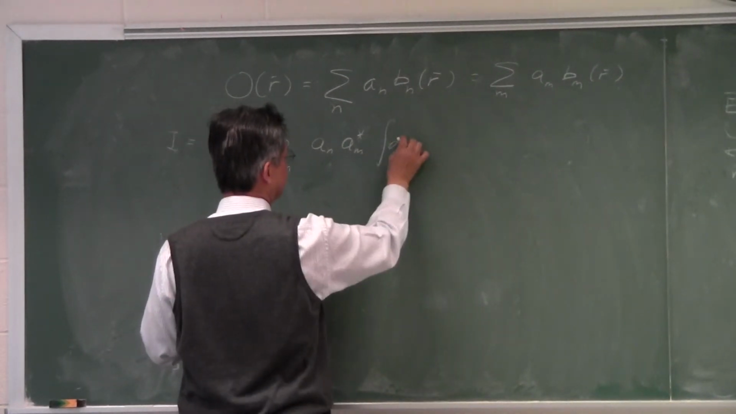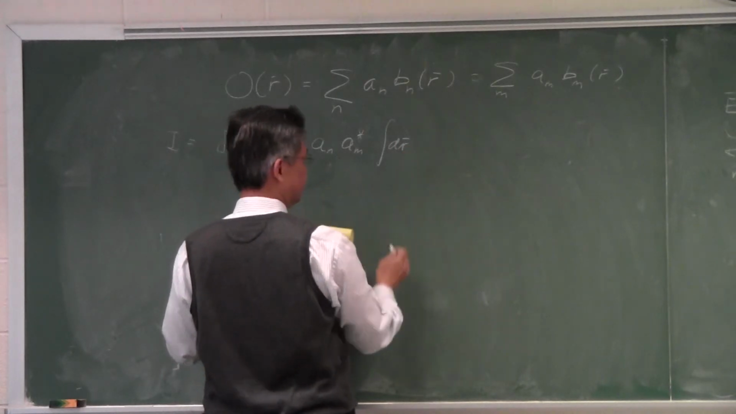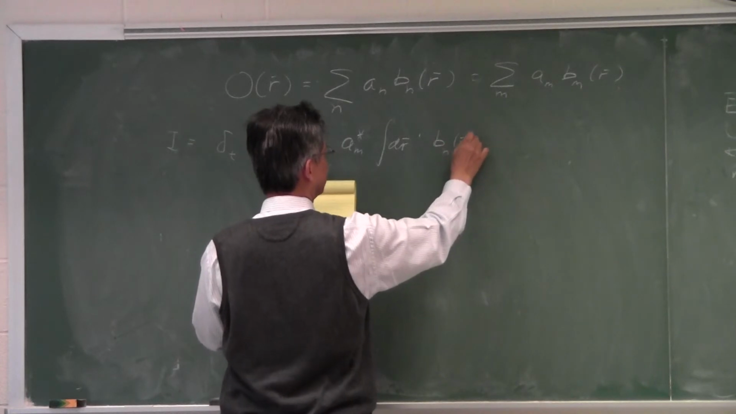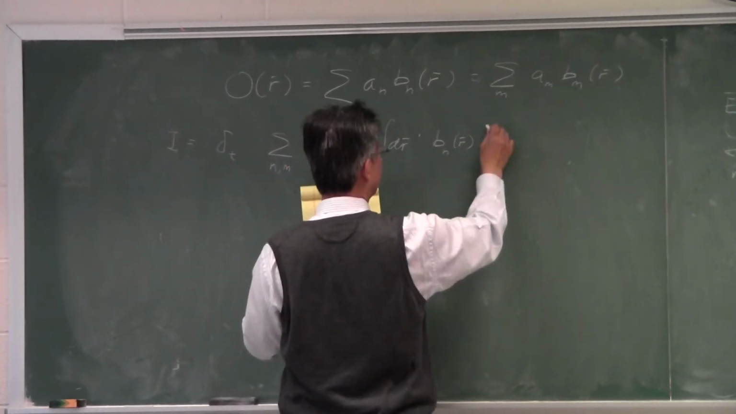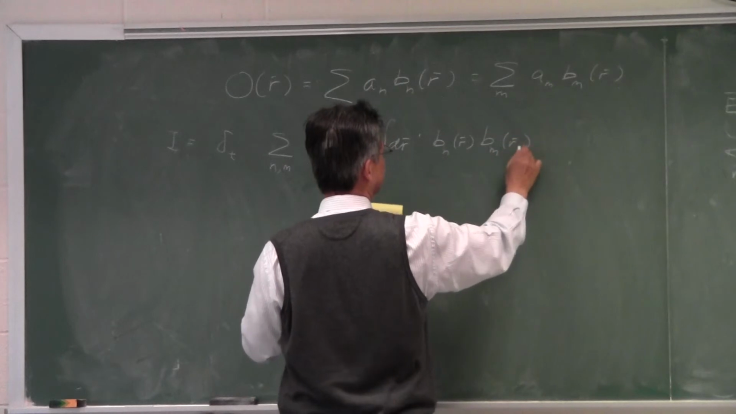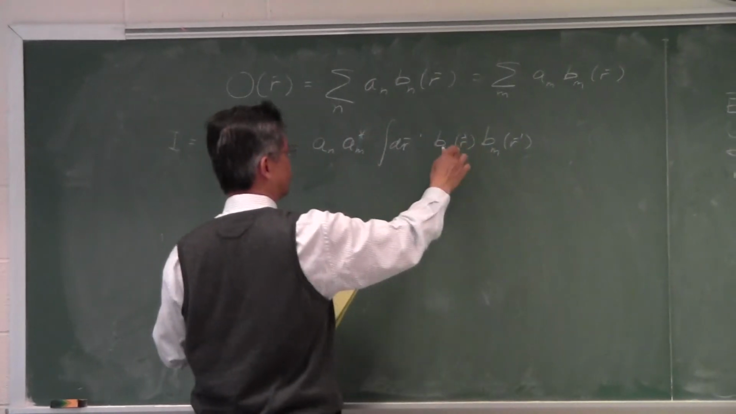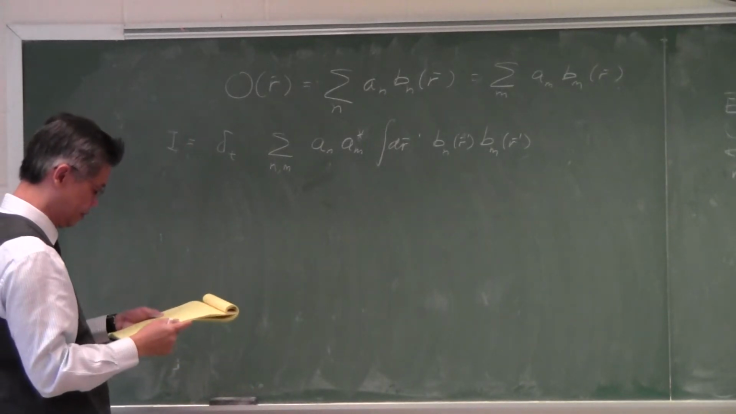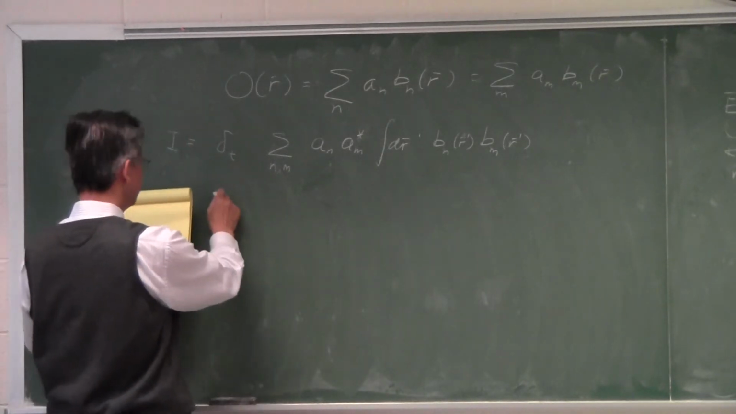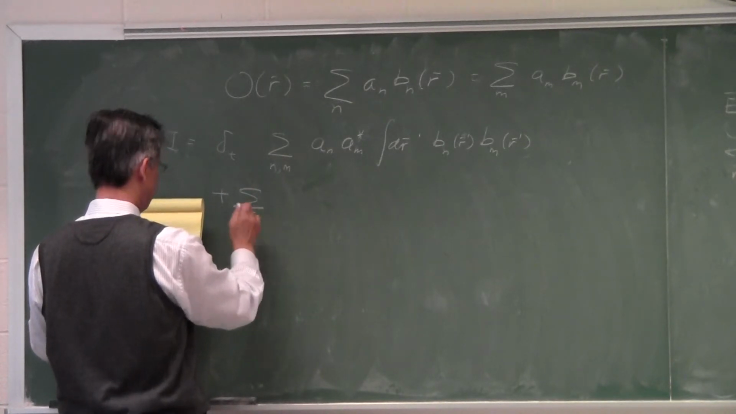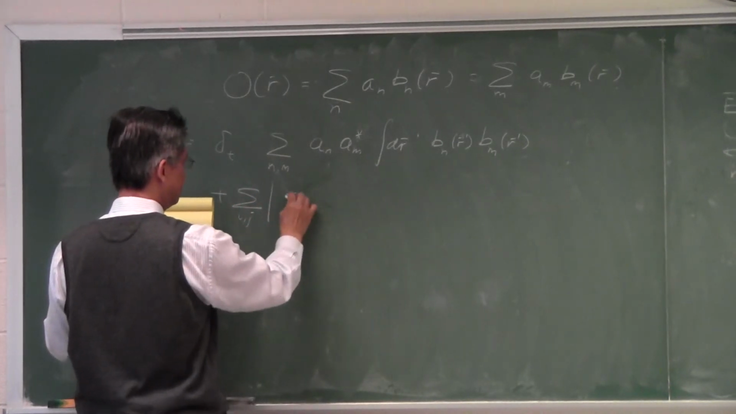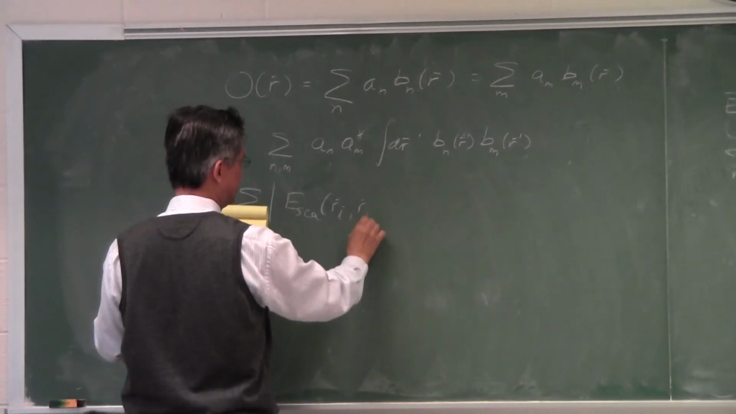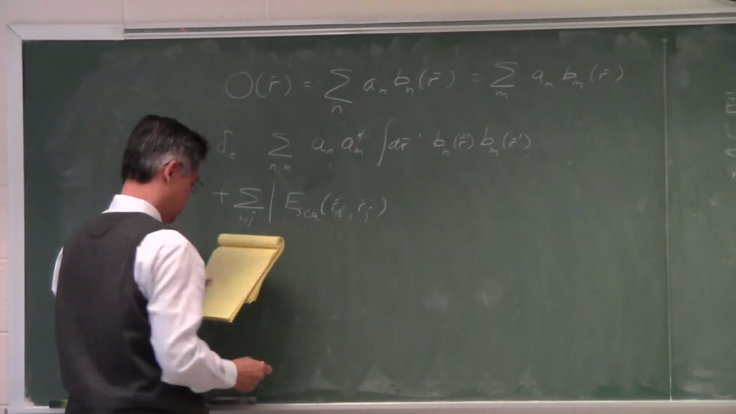And then you can have this integral as we had before, and then the product of the basis functions. Let's assume that the basis functions are real, so that you don't have the complex conjugate. So that's what happens to the first term. And then the second term, you would have things like the scattered field, Ri, comma Rj, just like we had before.